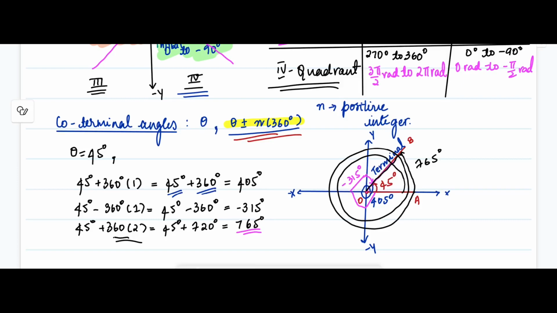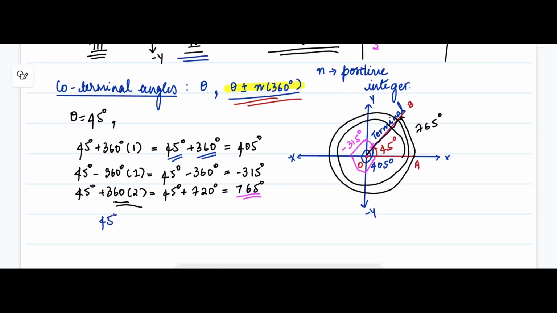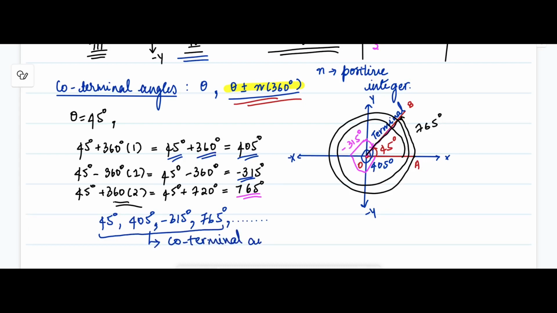We can say that these are all co-terminal angles. That is angle 45 degrees, 405 degrees, minus 315 degrees, and the last one 765 degrees. This list will keep on going. So here we have taken only 4 examples. These 4 example angles are said to be co-terminal angles. So co-terminal angles involve angles that are more than 360 degrees and angles that are less than 360 degrees, and negative angles, that is the angles which are rotating in clockwise direction.